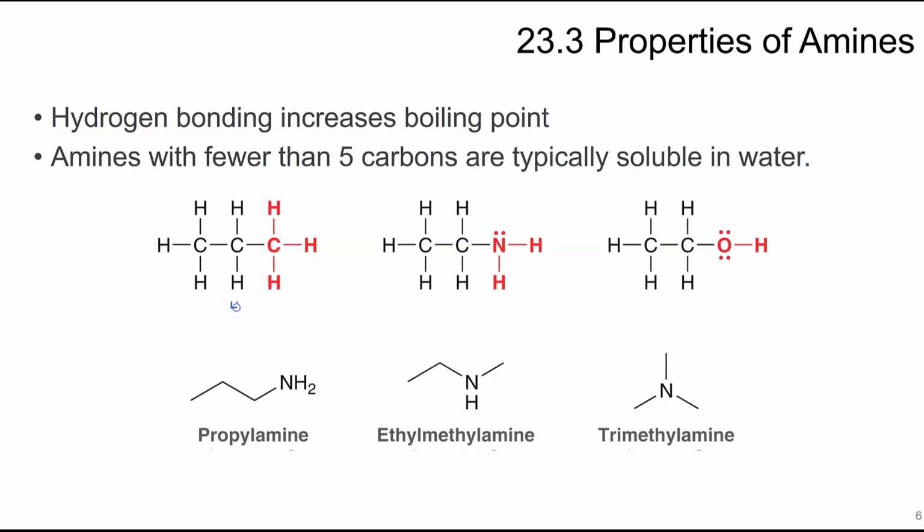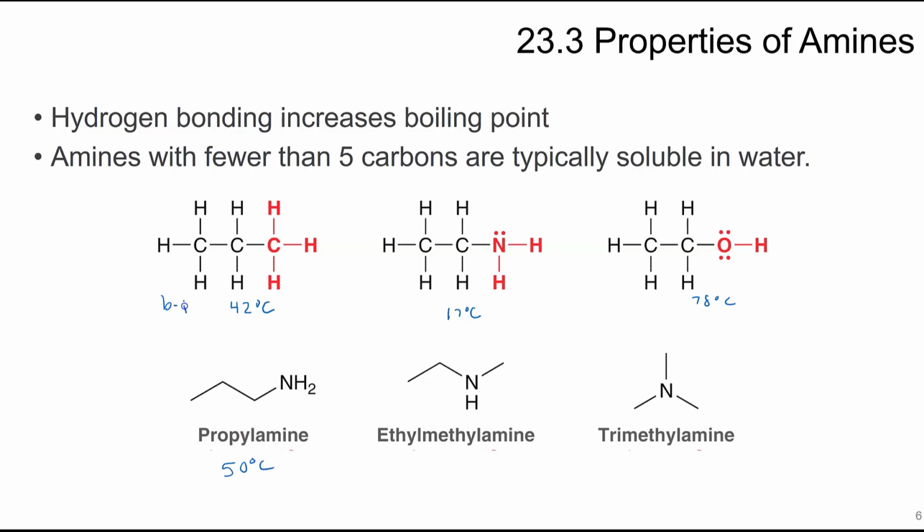The boiling point of this is 42. There's no hydrogen bonding there whatsoever. If I have one nitrogen lone pair, so this is ethylamine, my boiling point is now 17 degrees Celsius. If I swap out the nitrogen for an oxygen, the boiling point goes all the way up to 78 degrees. We've got those two lone pairs versus the one here. If you have propylamine, we've added a carbon to ethylamine here, and the boiling point is 50.